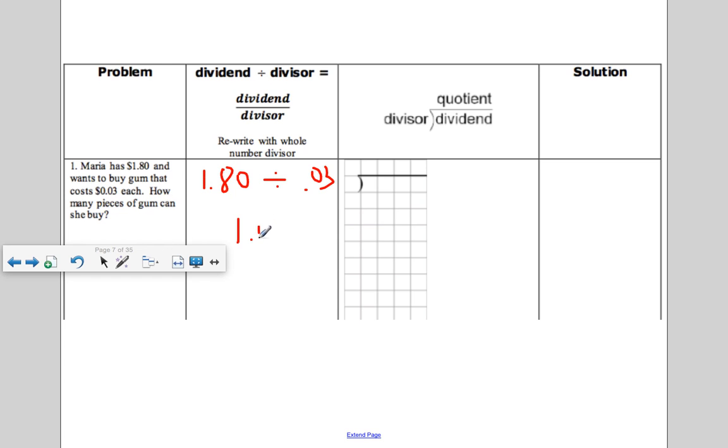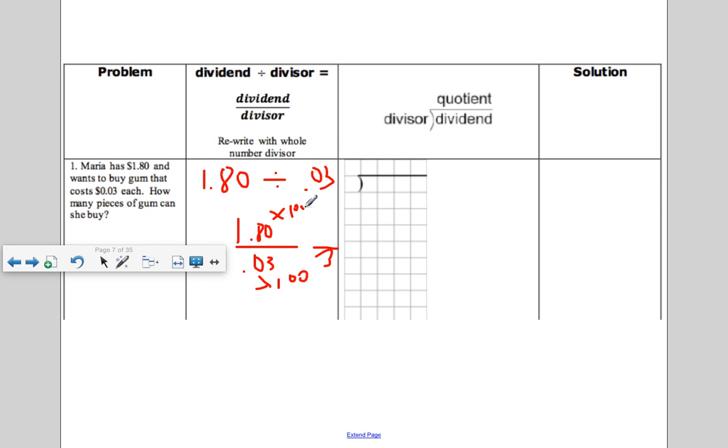Now I'm going to write it in fraction form. I don't know about you, but I personally do not like working with decimals. So I need to turn this divisor into a whole number of 3. So what power of 10 do I need to multiply 0.03 by to get 3? Well, since this is in the hundredths place, I am going to multiply it by 100. So I'm going to multiply 1.80 by 100.